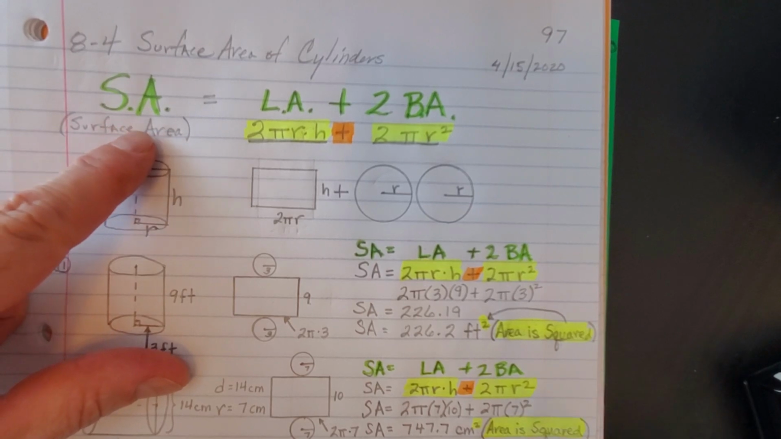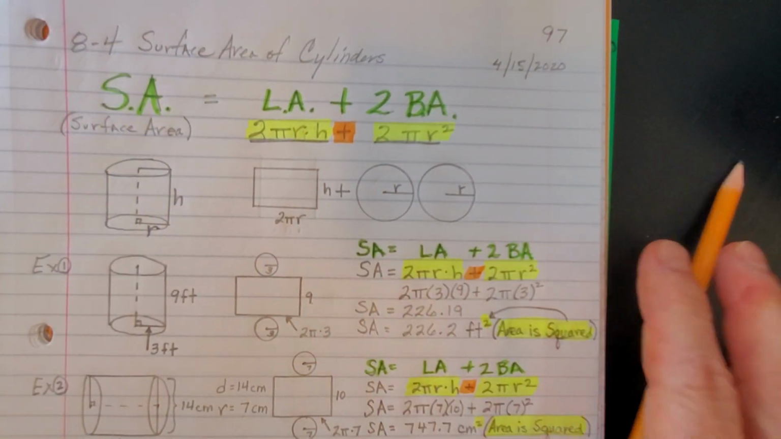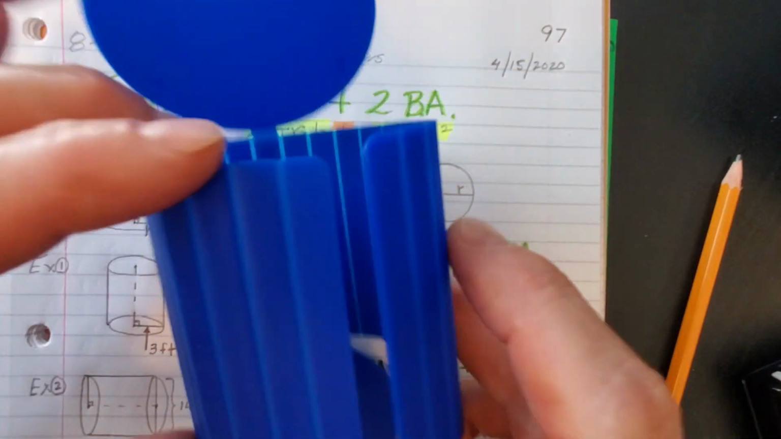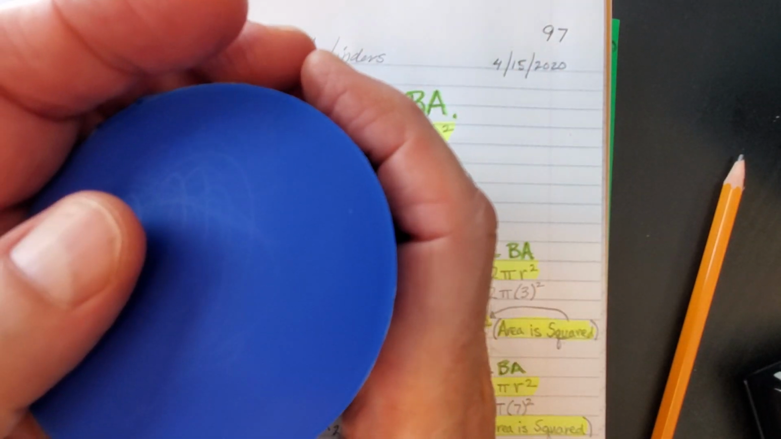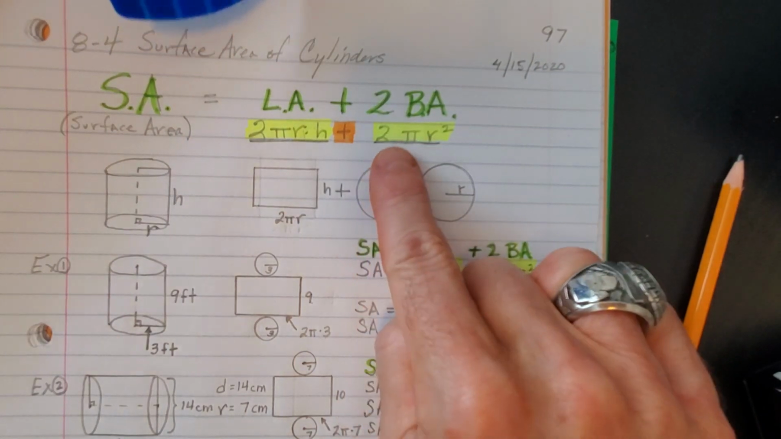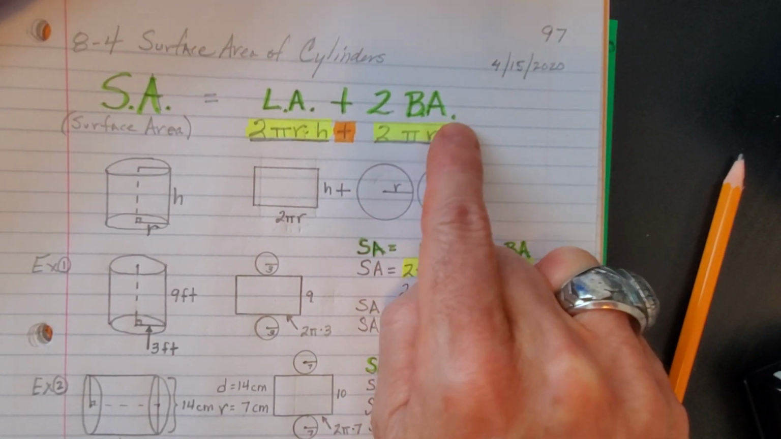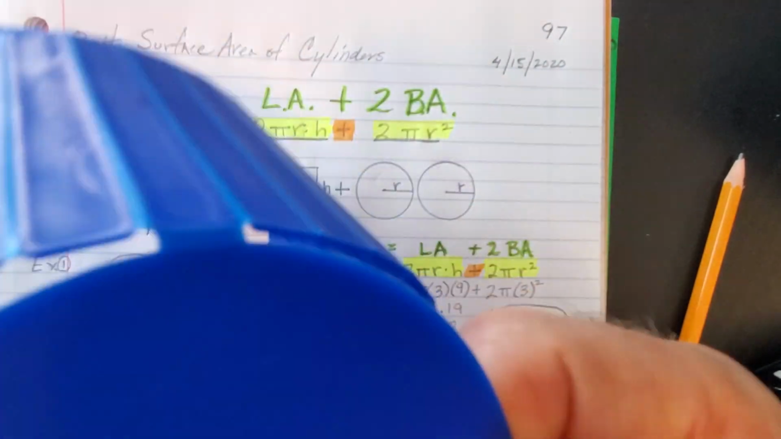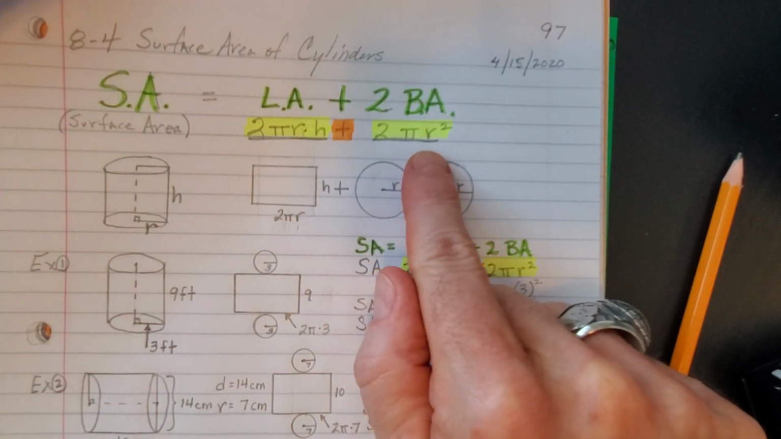So the surface area of any cylinder is the lateral area, which is this part. It's the rectangle part. The lateral area means from the top to the bottom on the outside. Okay, that rectangle right there. And then plus the two base areas. The base areas, as you can see, are circles. See that circle and then that circle at the bottom. So we're going to find the area of each one of those.